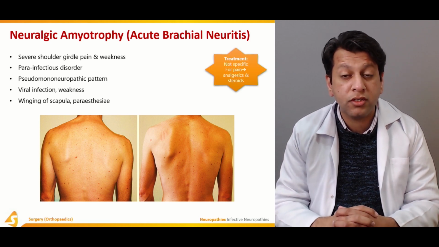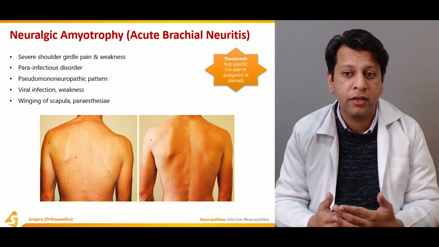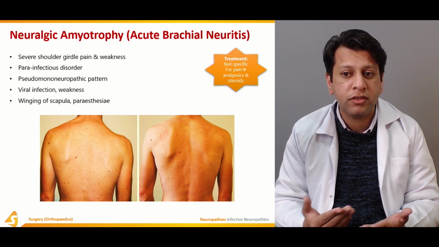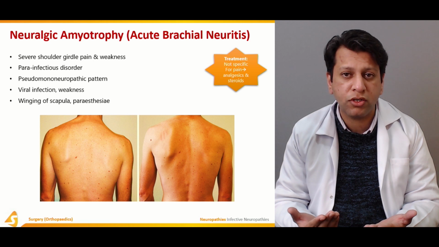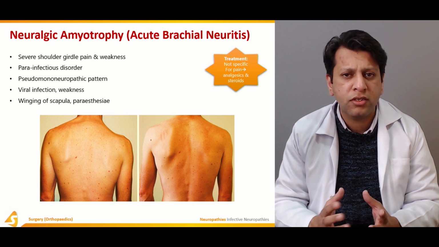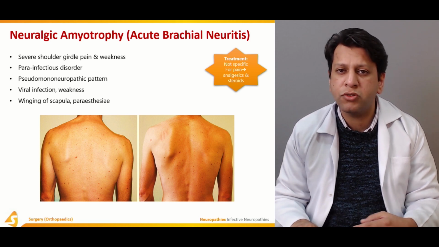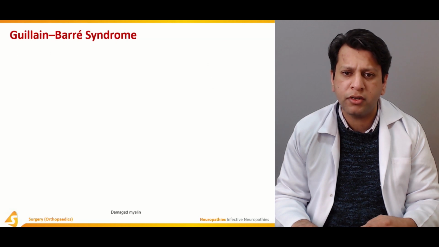As I just told you, it's self-limiting, although there's a severe kind of pain, so it has to be treated symptomatically. For pain, we have to give analgesics, and maybe initially a steroid shot may be required as well, along with a neuromodulator, so that the symptoms abate gradually. But overall, no surgery is really required for acute brachial neuritis.